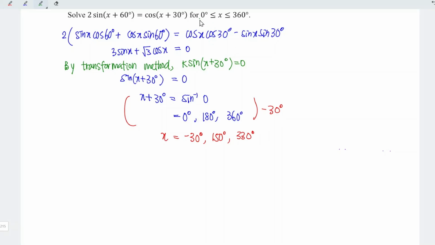Recall that according to the question, x falls within 0 degree to 360 degree. Since negative 30 degree is out of the range, we should reject this value and hence conclude that x is equal to 150 degree and 330 degree are the solutions for this equation, and hence we're done.